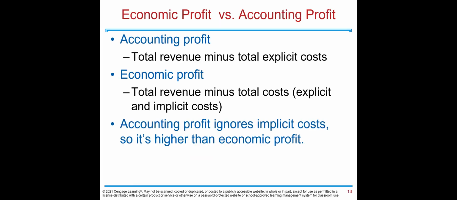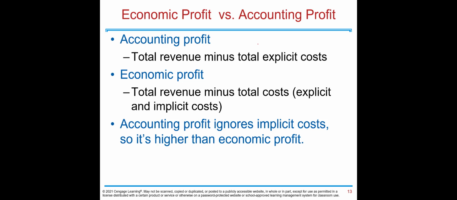Now let's talk about two types of profits, economic profit and accounting profit. Accounting profit is total revenue minus total explicit costs. So accountants do not count implicit costs when they calculate the profit. The reason, I think, is clear: implicit costs are too subjective and it's hard to include them in the bookkeeping. Therefore, accounting profit does not include the implicit costs.